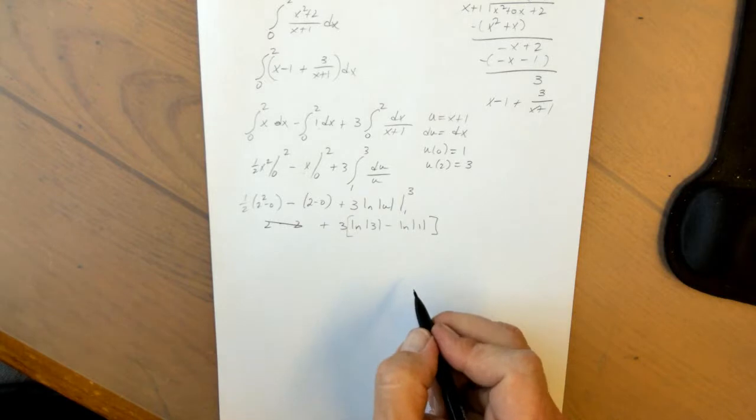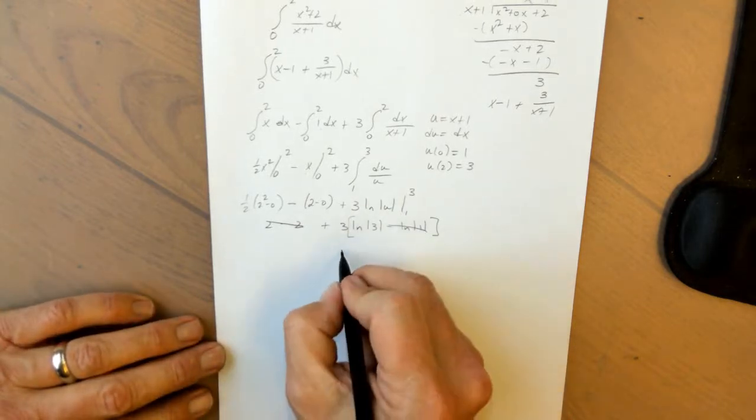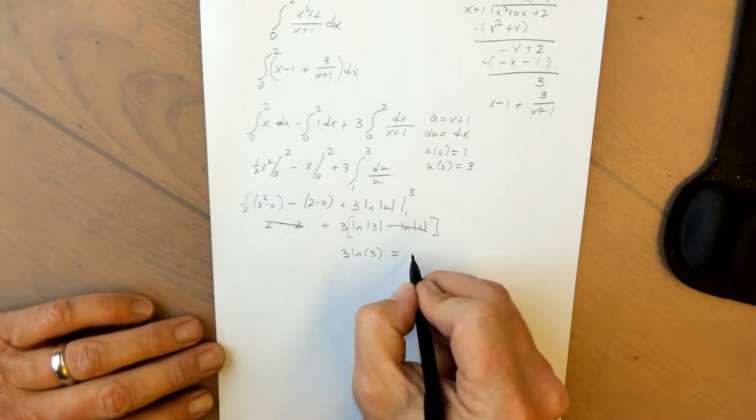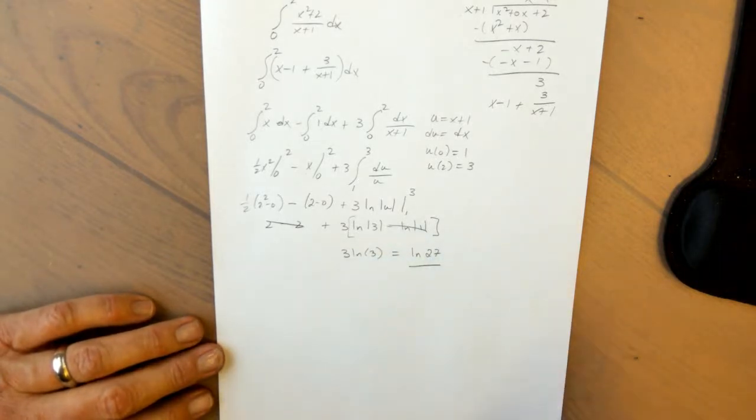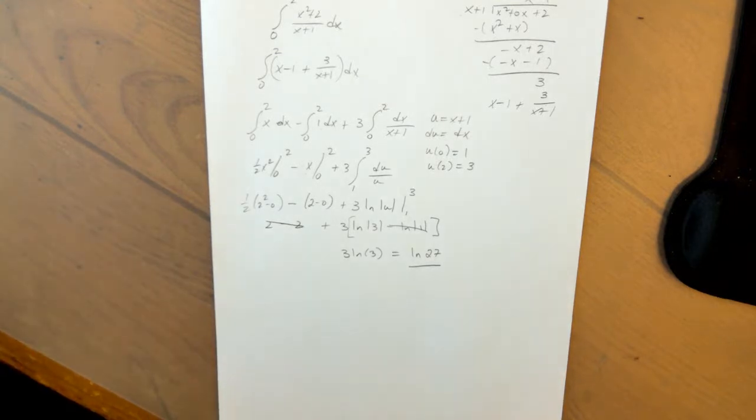2 minus 2 is 0. The natural log of 1 is also 0, so we end up with 3 times the natural log of 3, which, using our power rule, is the natural log of 27, 3 cubed. So there is our first problem.